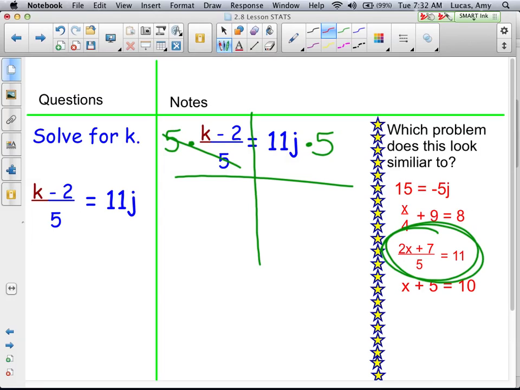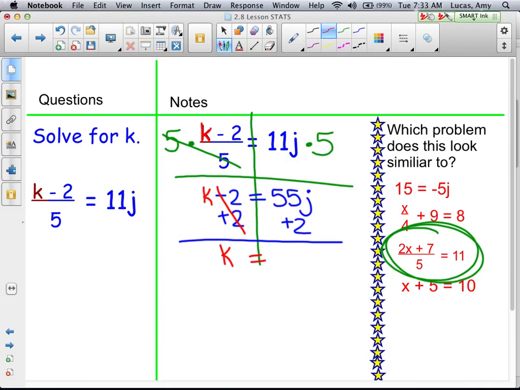Now, when I bring down my problem, I have k minus 2 still. But on the right-hand side, I get 55j. Then I just need to add my 2 on both sides. So now k equals 55j plus 2. So, not like terms, leave them separate.